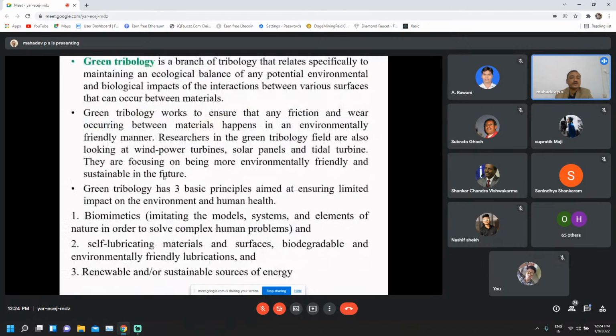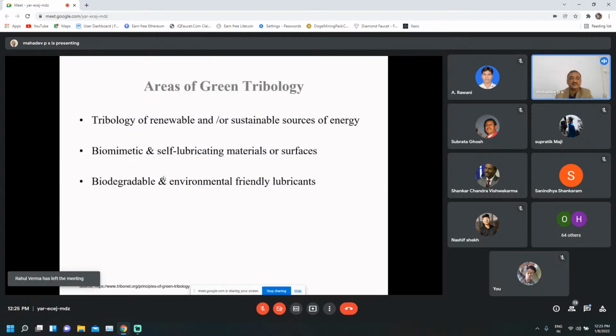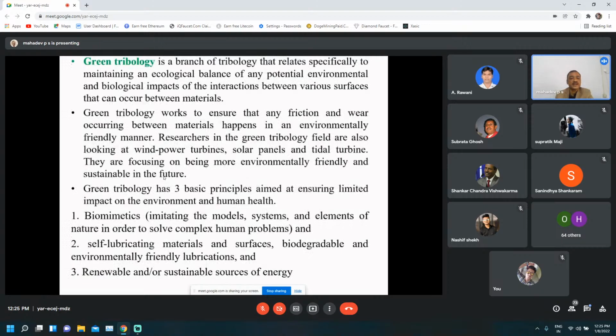Green tribology, sir has already covered. It is specifically related to maintaining an ecological balance, considering any potential environmental and biological impacts of the interaction between various surfaces that can occur between materials. So green tribology actually involves 3 principles, considering the environment and human health effect.